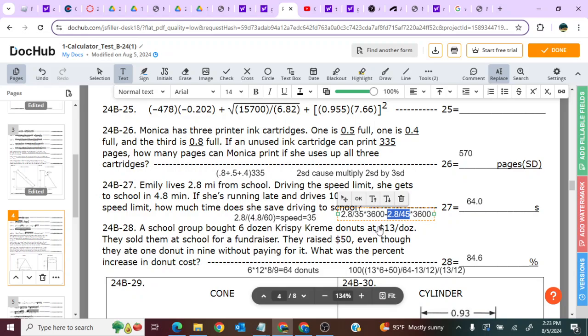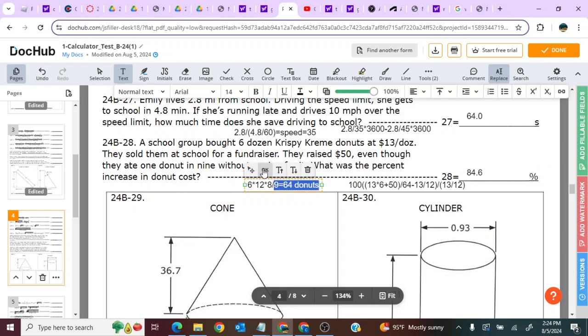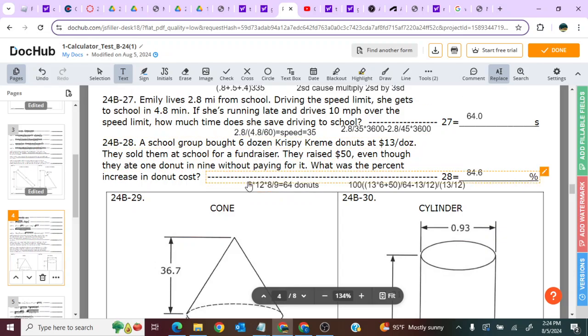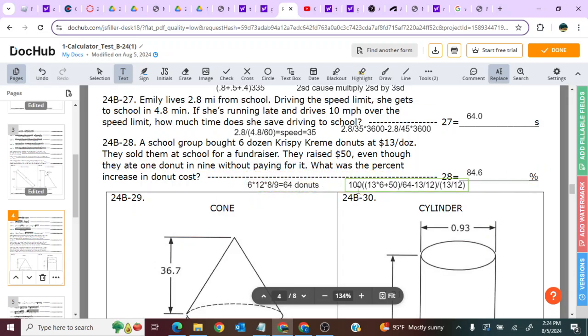Okay, a school bought 6 dozen Krispy Kreme donuts at $13 per dozen. Sold them at the school for a fundraiser, raised $50 even though they ate 1 in 9 donuts. What is the increase in donuts cost? Well, first off, let's figure out how many donuts they actually sold. So 6 dozen, so 6 times 12, and they only sold 8 out of 9 of them because they ate a ninth of them. So 64 donuts is the amount they had.